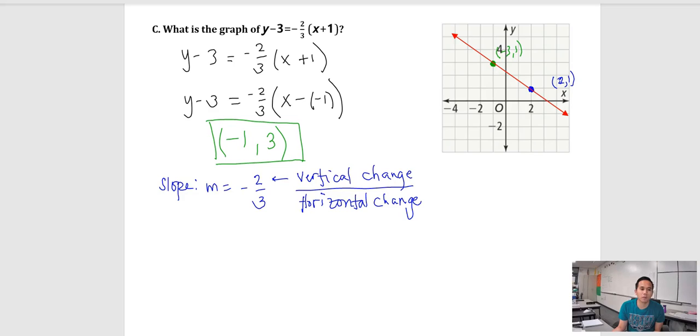So this is now the graph of your point slope form, y minus 3 is equal to -2/3 times the quantity x plus 1. As you can see, we can graph by just identifying one point and then the slope. So next problem will be a word problem, wherein we have to apply point slope form in solving this.